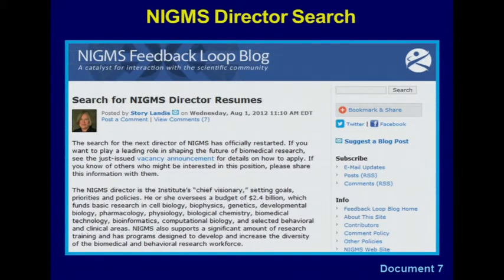And similarly, please encourage people you know who might be good candidates to apply, or if they have questions, they can feel free to contact me directly about the position or about NIGMS.